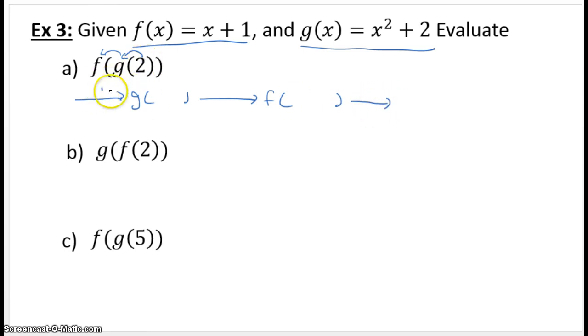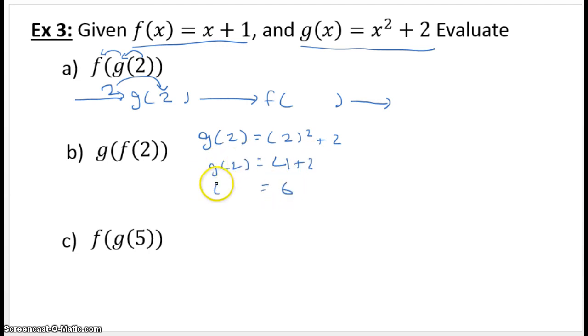So we're starting from 2, which means I'm going to evaluate g of 2. Well, then g is up here. So anytime I have an x, I'm going to substitute that x for the value of 2. So I really have 2 squared plus 2. If I further evaluate, I get 4 plus 2, or 6. So g of 2 is equal to 6.